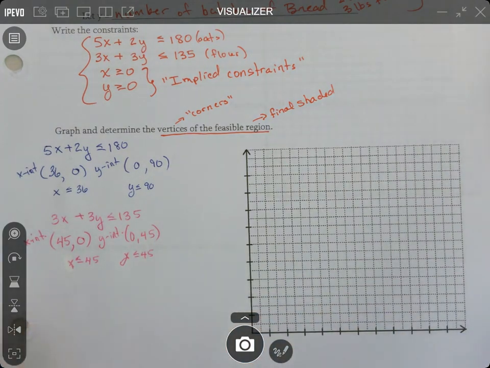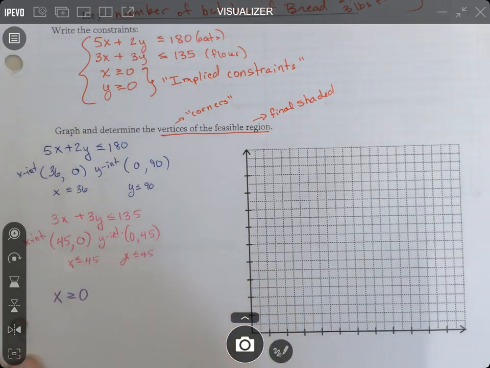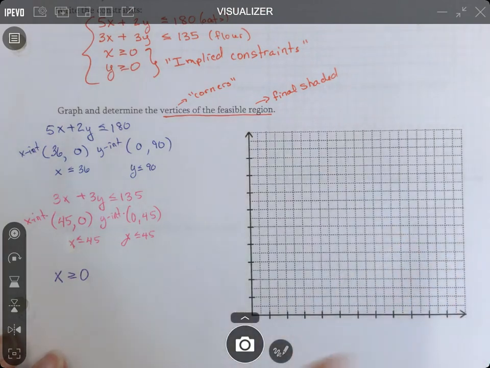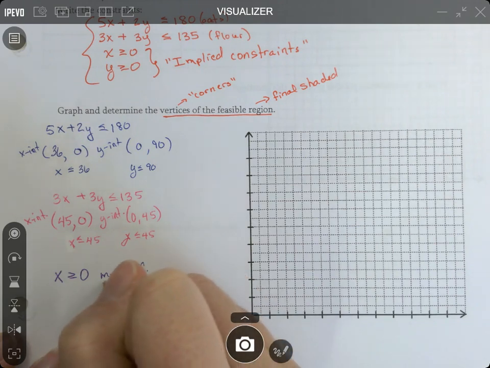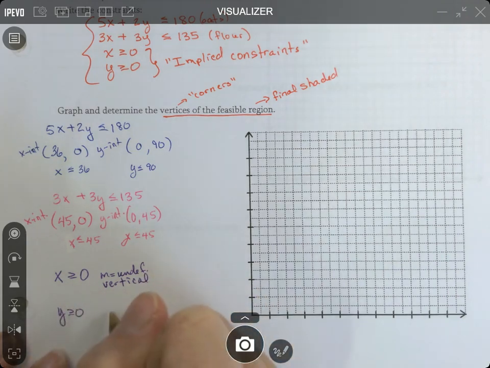All right, I have two other ones to graph, and one of them was x is greater than or equal to 0. And what kind of line is that going to be? What's the slope of the line x is greater than or equal to 0? It's going to be a vertical line. This is the one that cuts through the x-axis, so the slope is undefined, and it's going to be my vertical line. And my y is greater than or equal to 0 is going to be a slope of 0, and that is going to be my horizontal line.